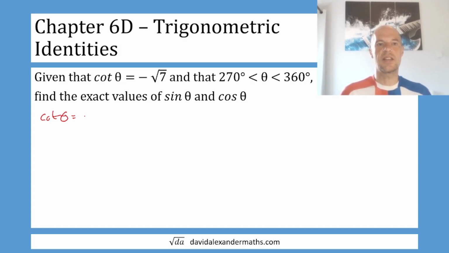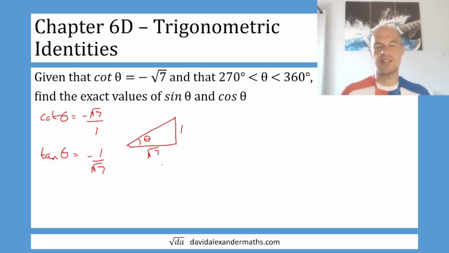If cot of theta is negative root 7, that means it's negative root 7 over 1. So therefore, tan of theta is that flipped, so that's going to be minus 1 over the square root of 7. Now we know that tan of an angle is the opposite over the adjacent. So if this is my theta, then the opposite is going to be 1 and the adjacent is root 7. I'm not going to mark them as negative because it doesn't make sense to make the side of a triangle negative. I'm just going to ignore that for now. Okay, so therefore I can work out the hypotenuse, which is the square root of root 7 squared plus 1 squared, which is root 8, or 2 root 2.